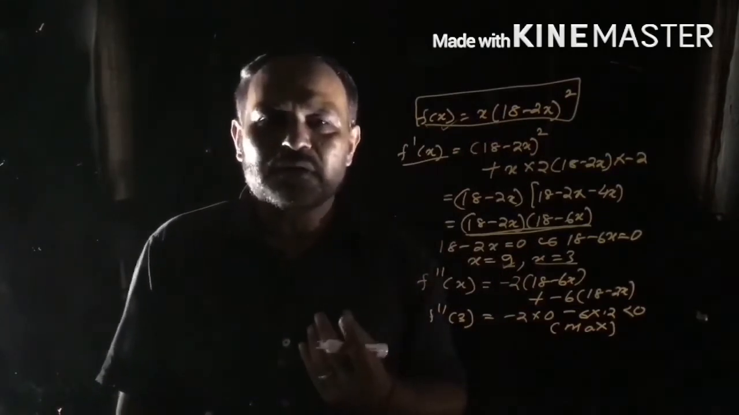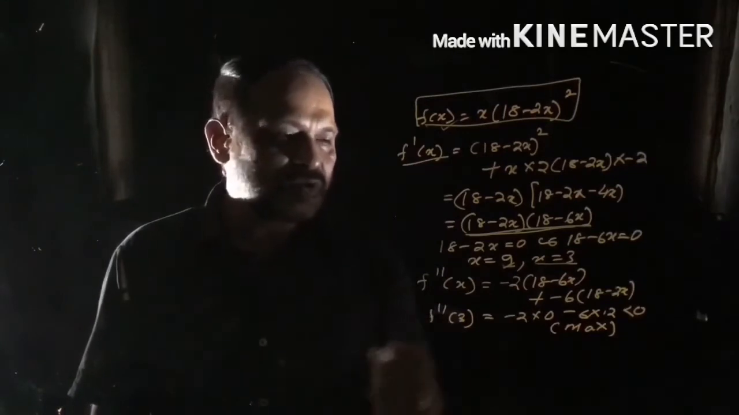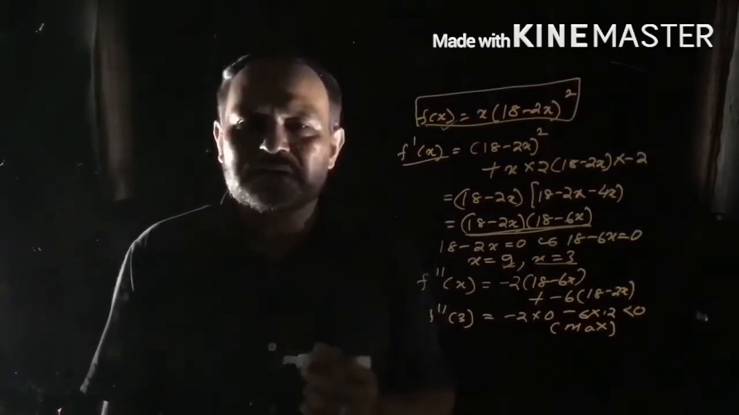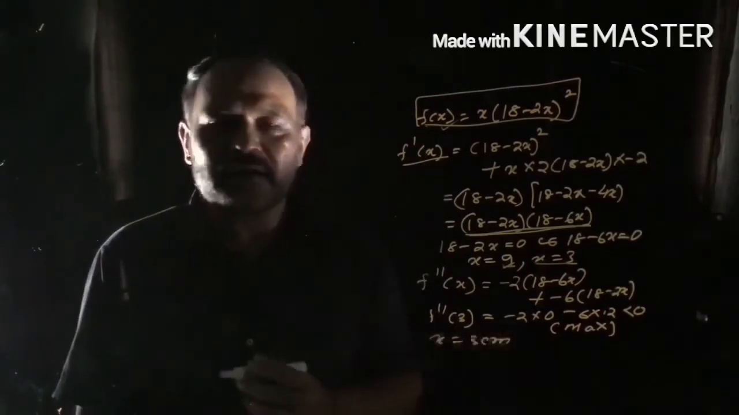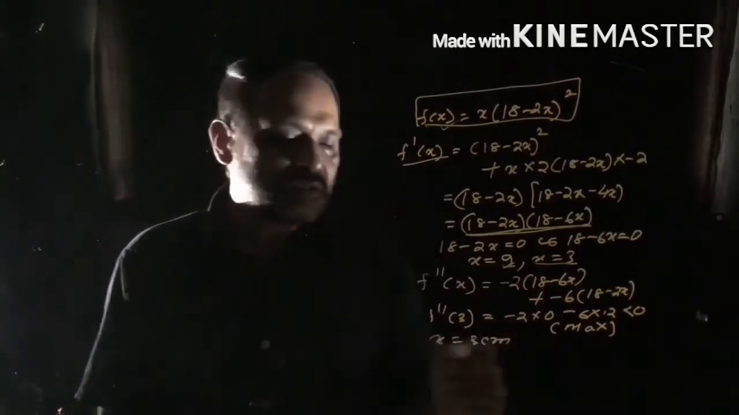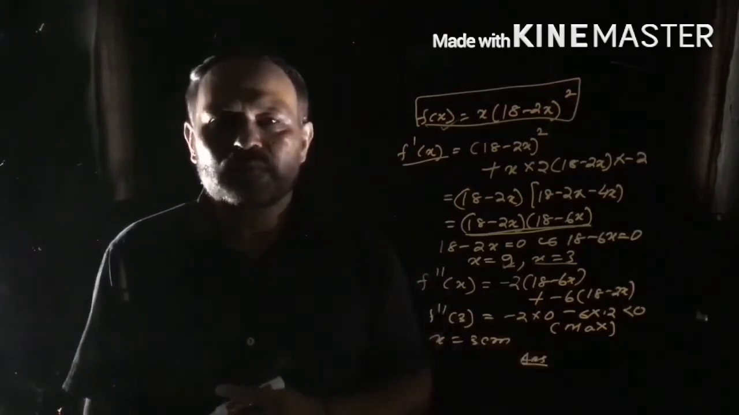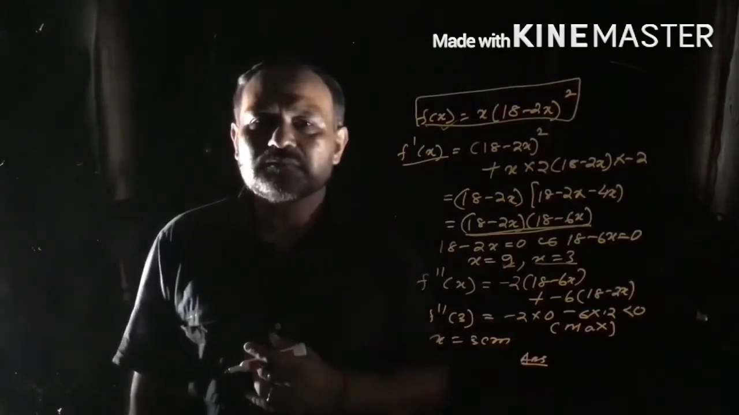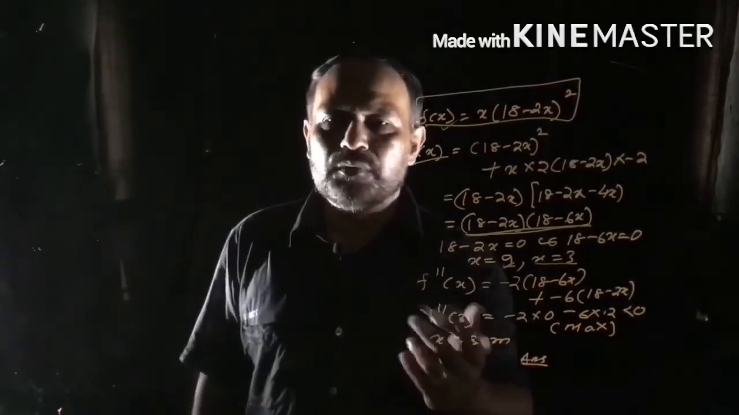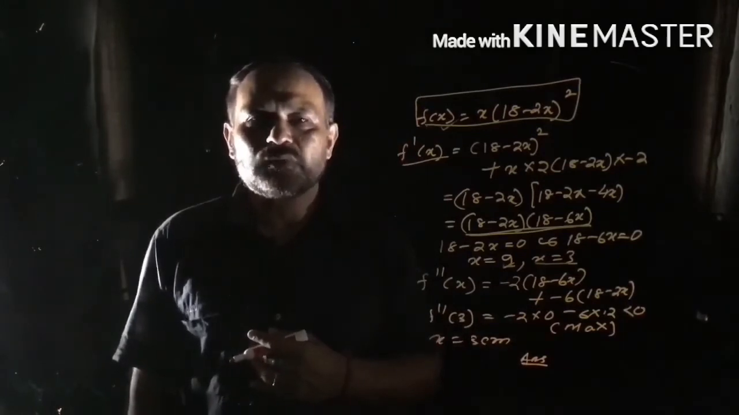So what will be the side of the square to be cut off? The side of the square to be cut off is 3 cm. x is equal to 3 cm. This is the answer. Clear? All of you understand? Any doubt?